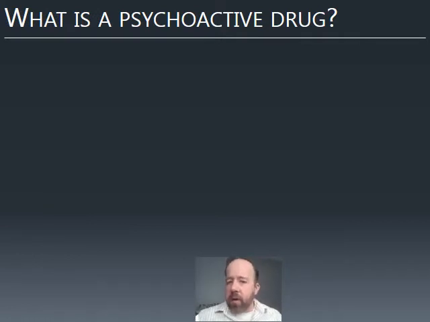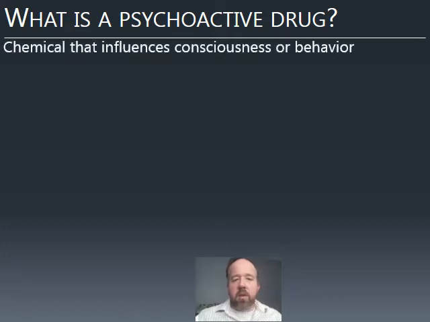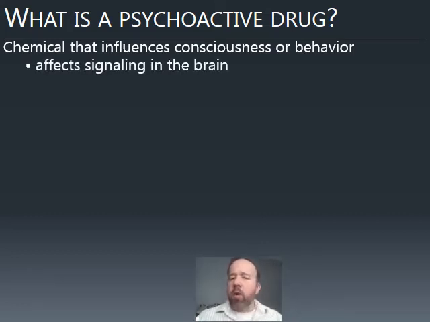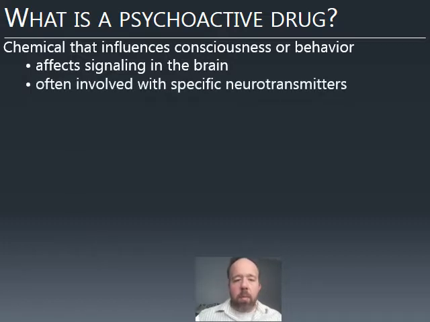So first, of course, we have to define our terms. And we need to ask, what is a psychoactive drug? And your book says that it's a chemical that influences consciousness or behavior in some way. That's a pretty good starting point. I like to add in that it somehow affects signaling in the brain. Your book has that component as well. It's often involved with specific neurotransmitters. So we have a chemical that alters something about psychological function by altering signaling in the brain, and that altered signaling is often brought about by affecting certain neurotransmitters.